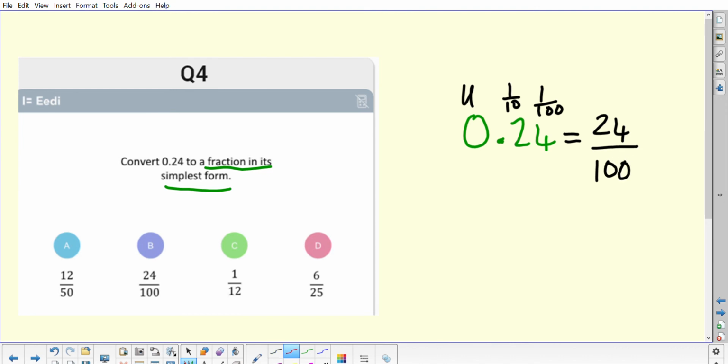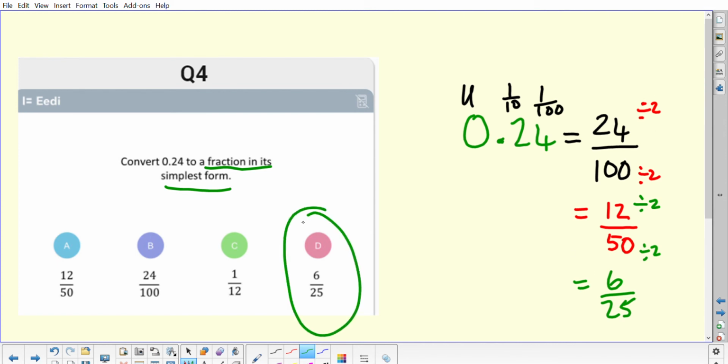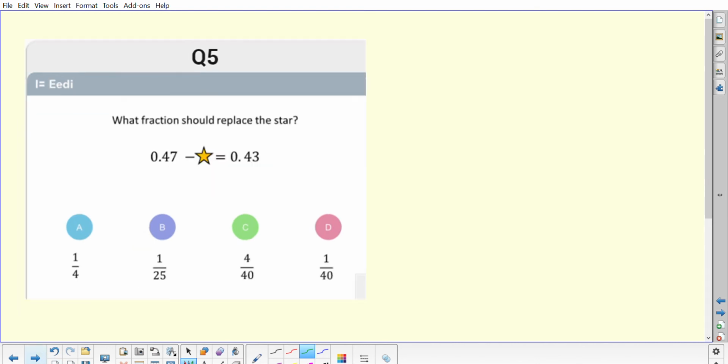You then need to think about what can I divide into 24 and 100. You might have been tempted to think, oh, I can divide by 2. That would give you 12 over 50, which is in fact one of the answers there. However, you can still divide further by 2 again, and that would take you to 6 over 25. You may have been able to get there a bit quicker if you'd spotted that you could divide 24 and 100 by 4, which would have given you that in one step. But in any case, the answer should be answer D.